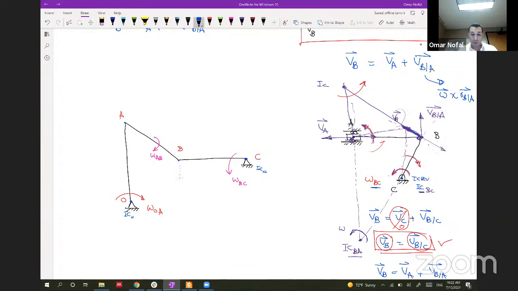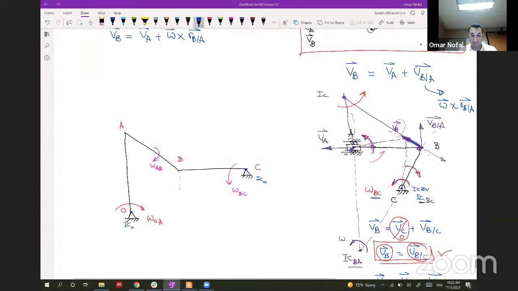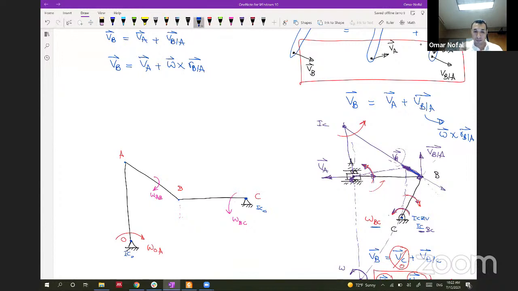So based on the omega that we have here, the VA will be moving this way, it will be perpendicular because the omega is in this way, so the VA will be in this way based on the right-hand rule. And knowing that omega BC is in this direction, the absolute motion of B will be in this direction. So we got the absolute direction of VB and VA.